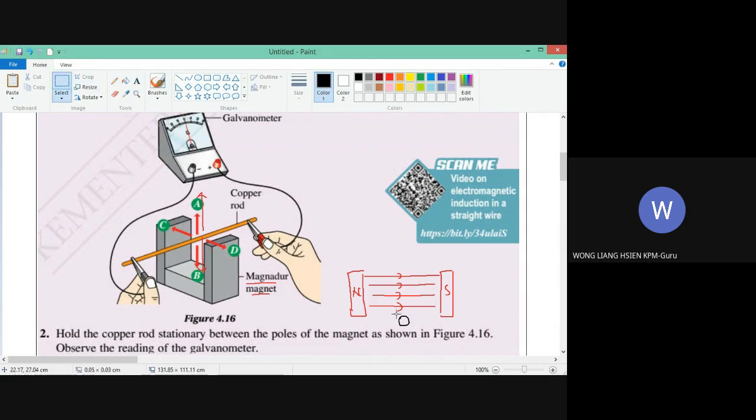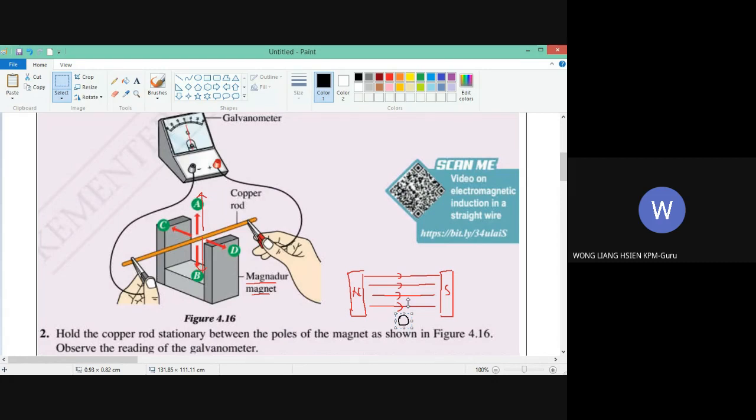So I take this copper rod and move it up. You see that the copper rod gets nearer and then gets further away from the magnetic field. Here we call the magnetic field lines magnetic flux. Nearer, further away, nearer, further away. So if it is like this, then there will be relative motion between the copper rod and the magnetic flux.